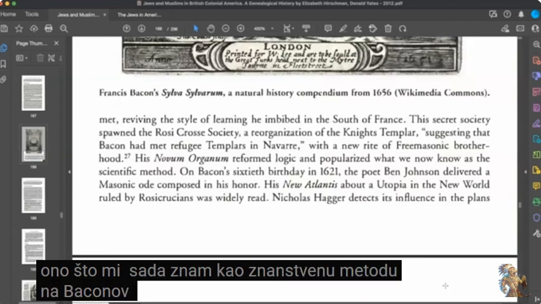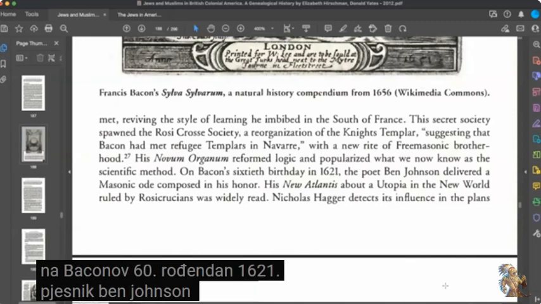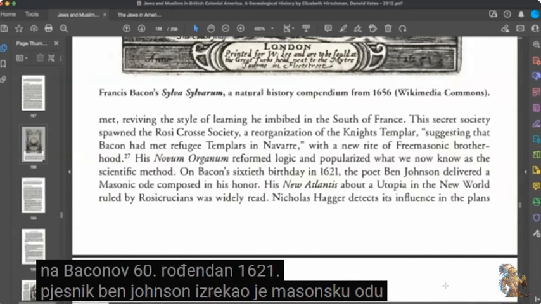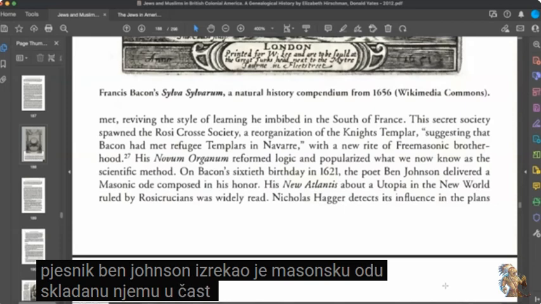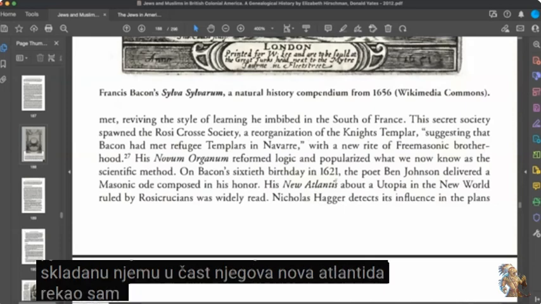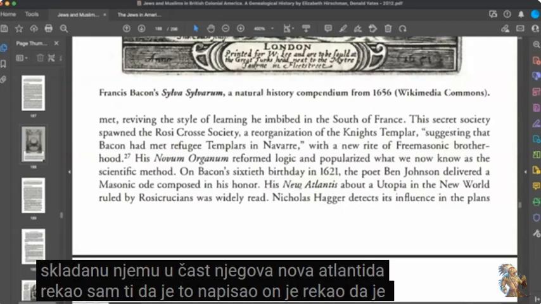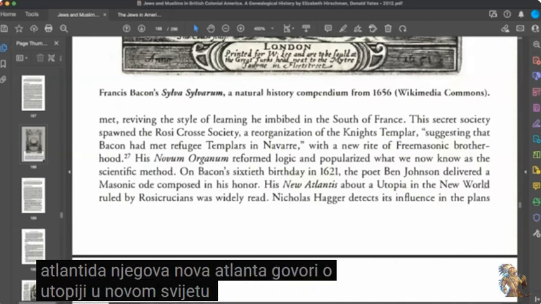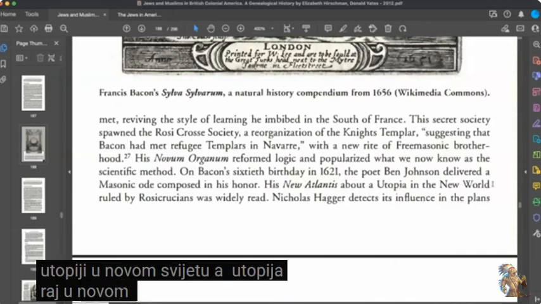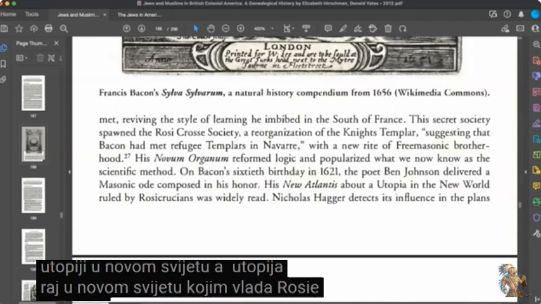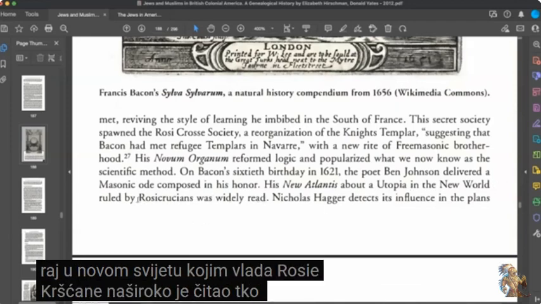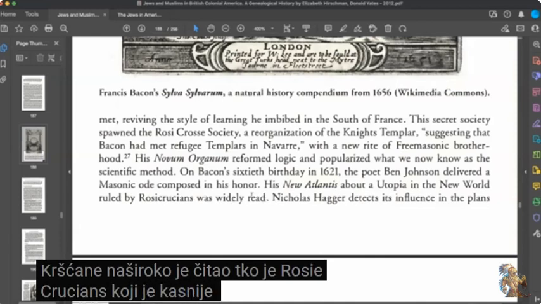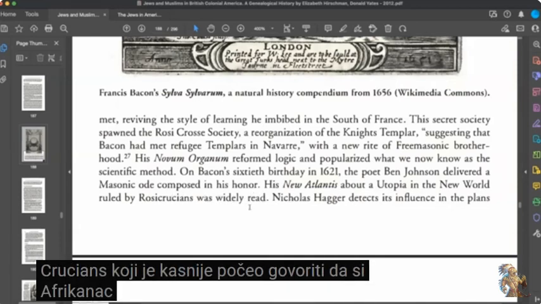On Bacon's 60th birthday in 1621, the poet Ben Jonson delivered a Masonic ode composed in his honor. His New Atlantis, I told you, he wrote it. He said America is Atlantis. His New Atlantis, about a utopia paradise in the New World, ruled by Rosicrucians, was widely read by Rosicrucians, who later started saying you're African.